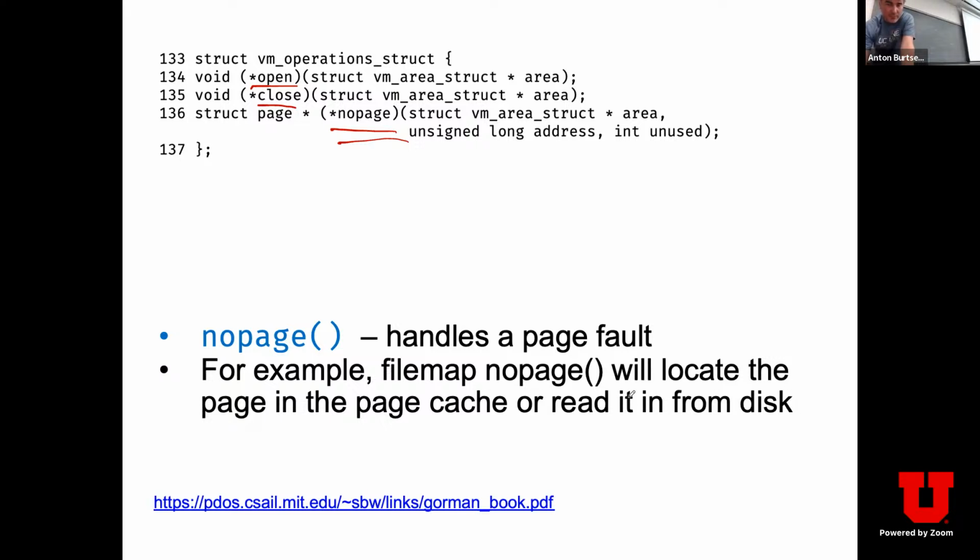an implementation of no page will locate the page in the swap area, essentially. Either it's already on disk in the swapping area, or it's still in a buffer cache, and then maybe it can be remapped back again, right? So those VM operations essentially implement the handling of a page fault.